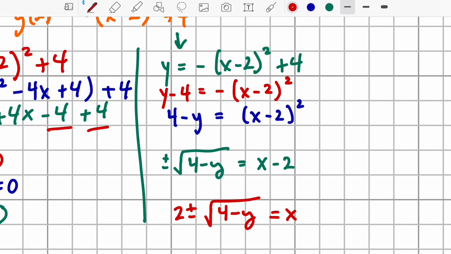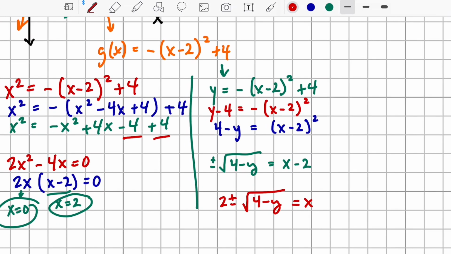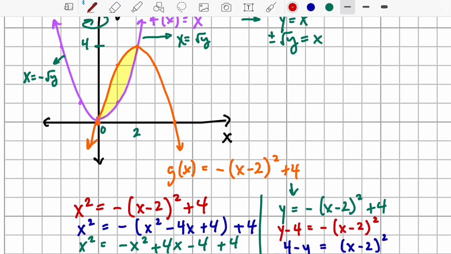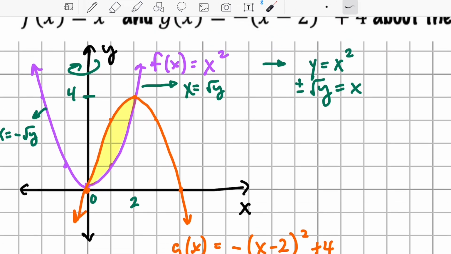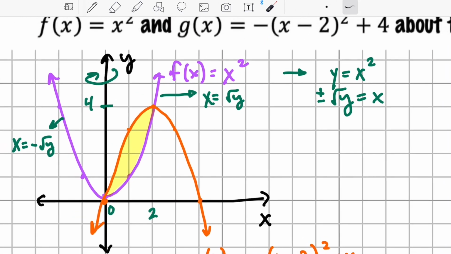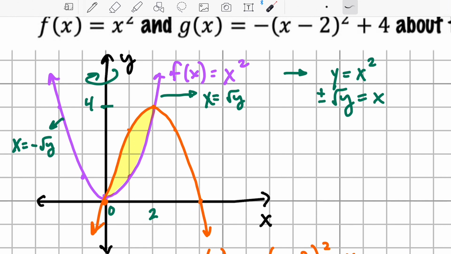Okay, well, which one do we choose? We're going to choose the negative one. Let me explain. This one, the orange one, has 2 branches. This side will be the positive side, and this side will be the negative side. So we're choosing the negative one because of this. If you look at your axis of rotation, which is the y-axis, the function that is furthest away from the axis of rotation is the purple one.